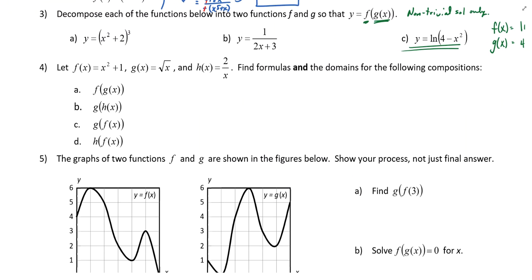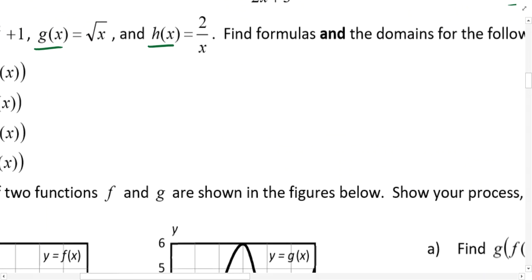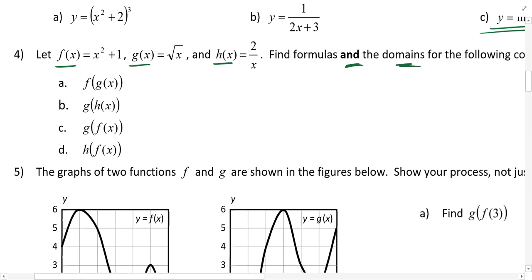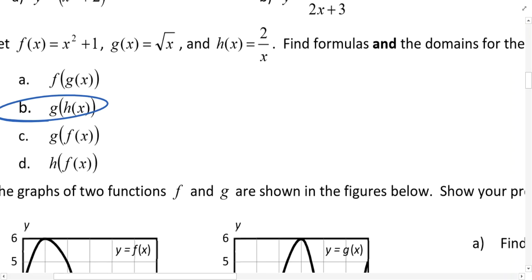With number 4, we're given a collection of functions, f of x, g of x, and h of x, and we need to find the formulas and the domains or domain restrictions for the composition functions as follows. Here again, I'm not going to complete all 4 of these, but I'll choose one to complete as an example, and you can use that process to model what you would do for the other 3. So in this example, I think B looks kind of interesting to me. So we'll compose G with H.